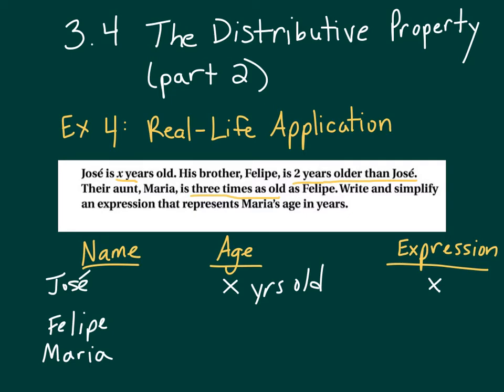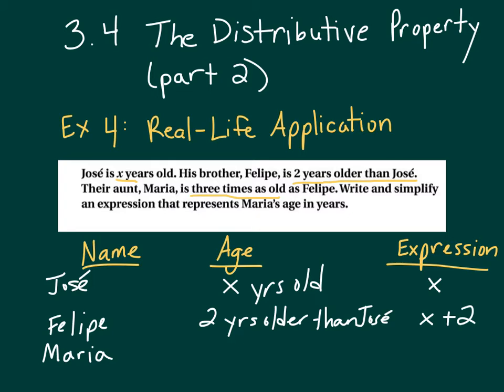And then it tells us that Felipe is 2 years older than Jose. So if you think about however old Jose is, Felipe is 2 years older than Jose. So if we're doing 2 more years, then what we're looking at is x, however many years Jose is, plus 2 would be an expression that we could use to represent that one.